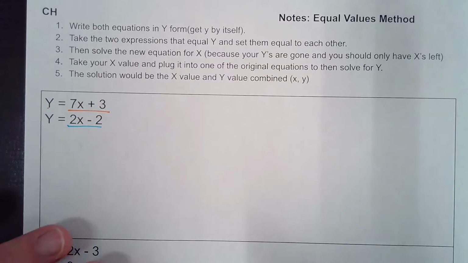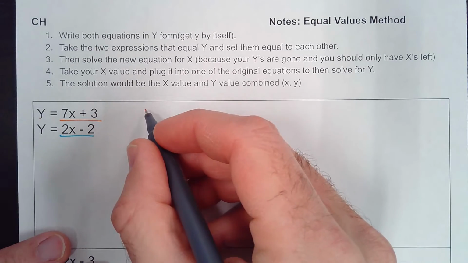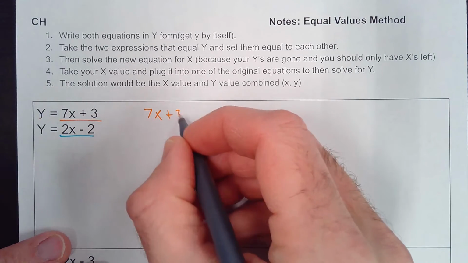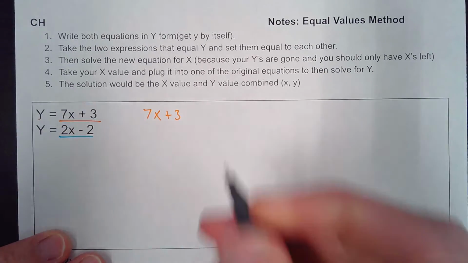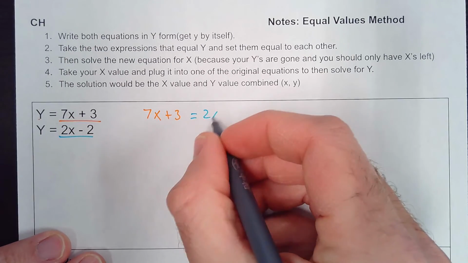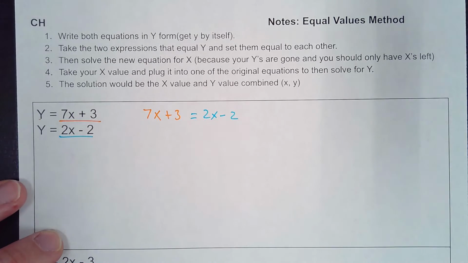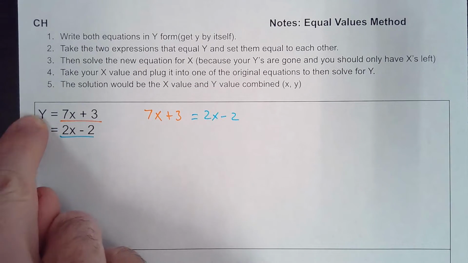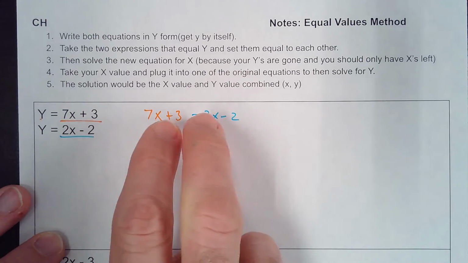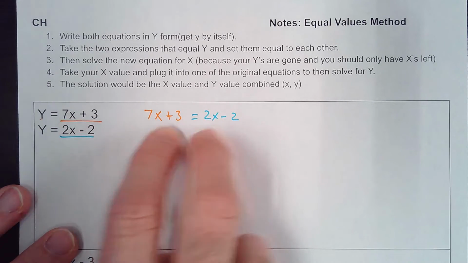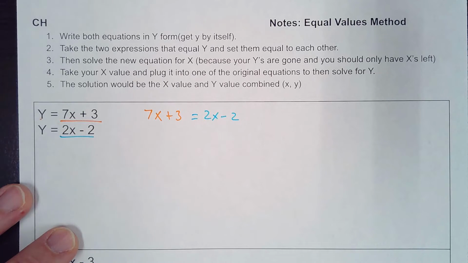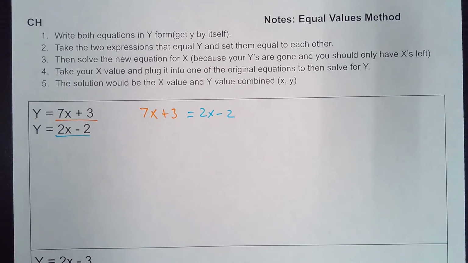So if we write this out, equal to each other, 7x plus 3 equals 2x minus 2, because y and y are the same, right? And if y is equal to this and y equals to this, then we can write this expression. We know these are equal to each other. It says now solve for x.